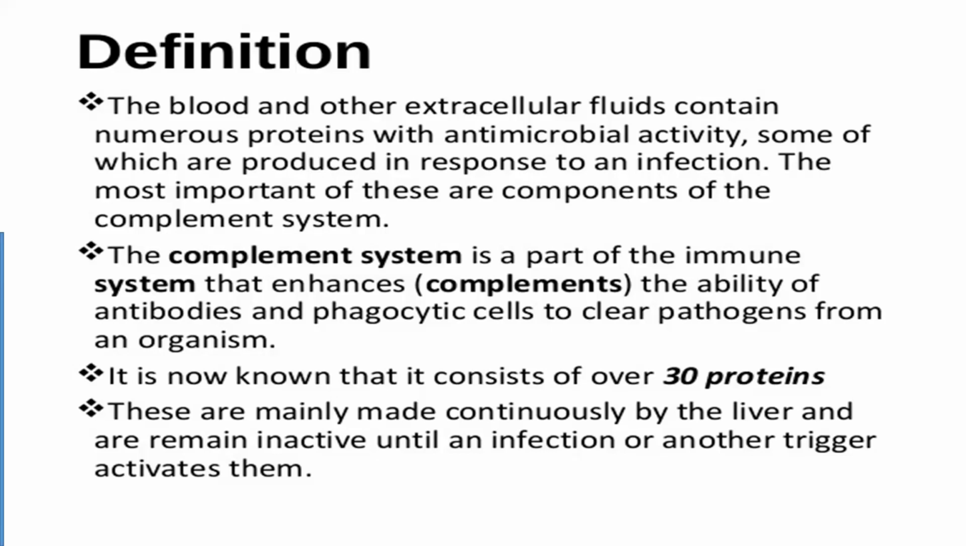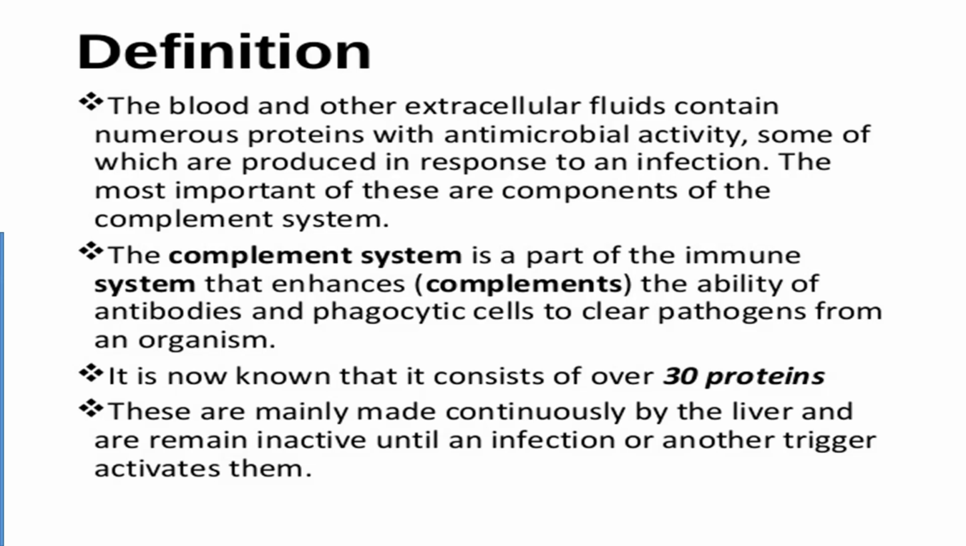There are about 30 proteins, the complements, produced by the liver. Complements are proteins. So there are 30 proteins in the body which are produced by the liver. These proteins remain inactive in the blood and in the tissues after their production. They become activated when antibody and antigen are formed, and they activate the system known as the complement system.